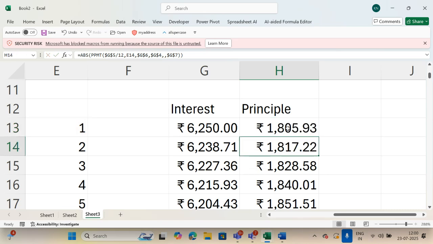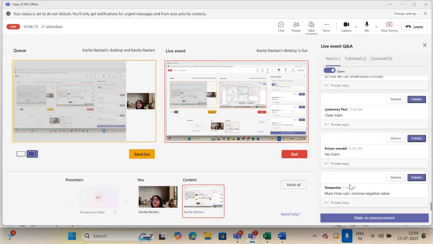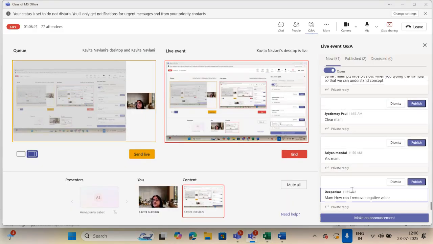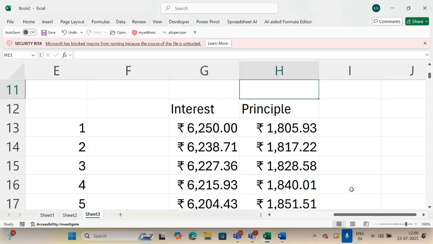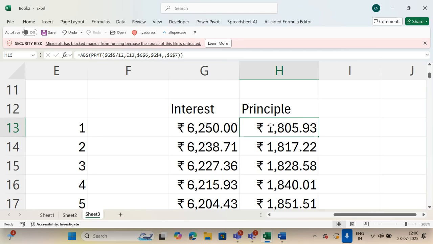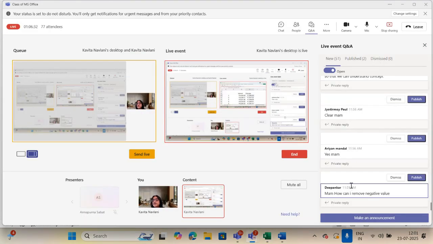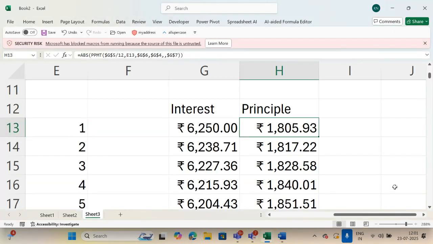Okay. What will be the total of the principal amount? Can anybody give me the answer? No. Okay. I'm sure everybody is busy doing something. Okay, no issue. First do it. Do it, please.